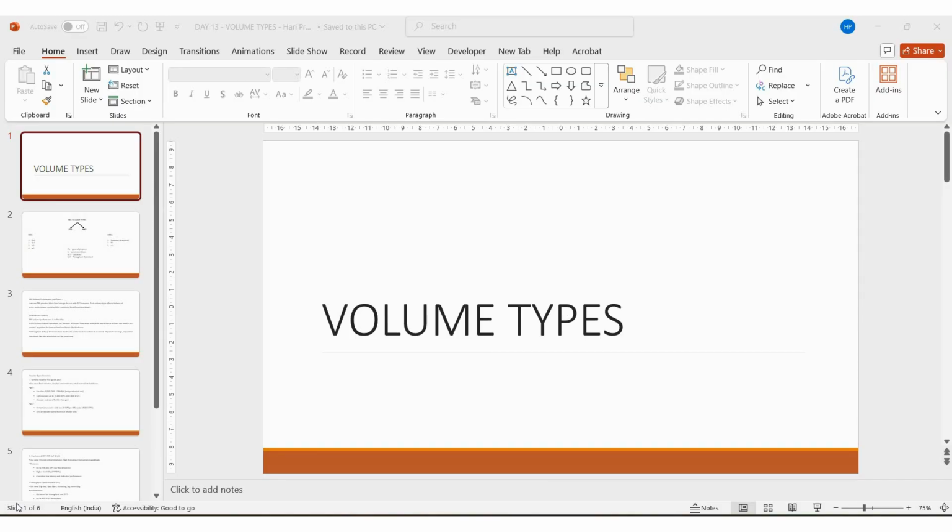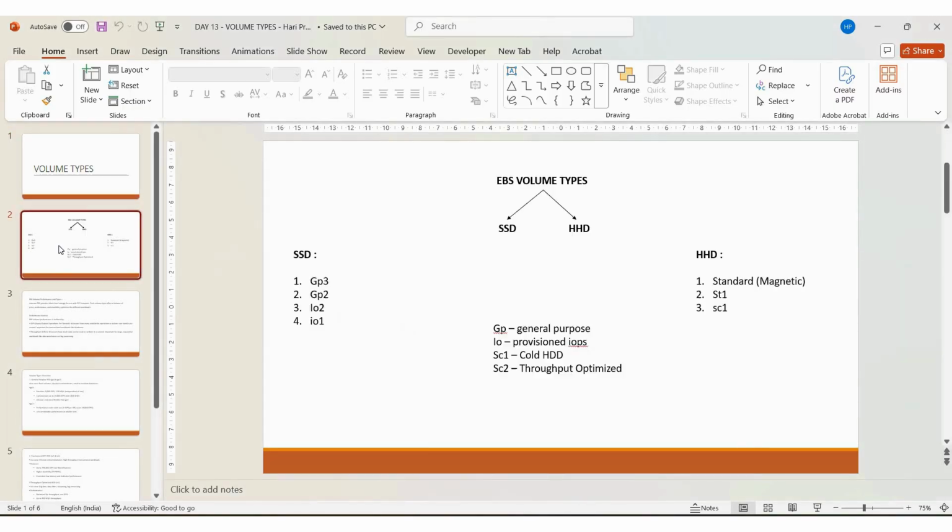Volume types means there are two EBS block storages, known as SSD and HDD. SSD comes under GP3, GP2, IO2 and IO1. HDD is standard magnetic volume, ST1 and SC1. GP is also called general purpose. IO is provisioned IO. SC1 is cold HDD.